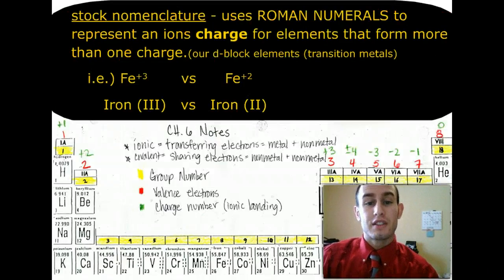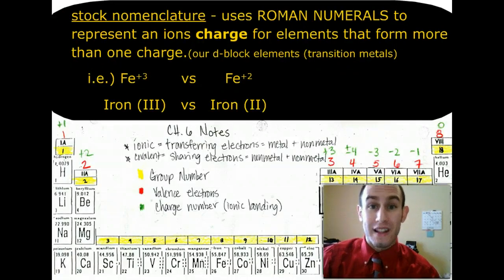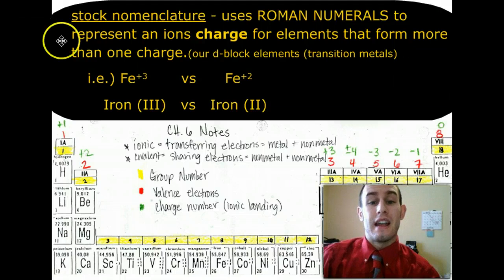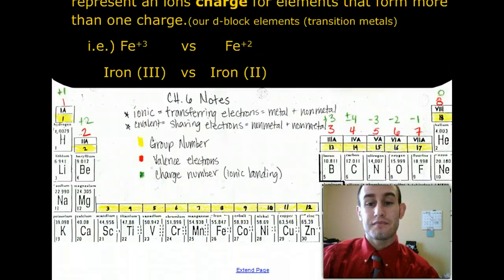Very briefly, let's talk about this stock nomenclature. Basically what it is, write this down. We're using Roman numerals to represent the ion's charge for elements, and we're basically dealing here with our D block elements, the transition metals. So on our periodic table, you're looking at these guys right in this section. Remember, groups 3 to 12, transition metals.